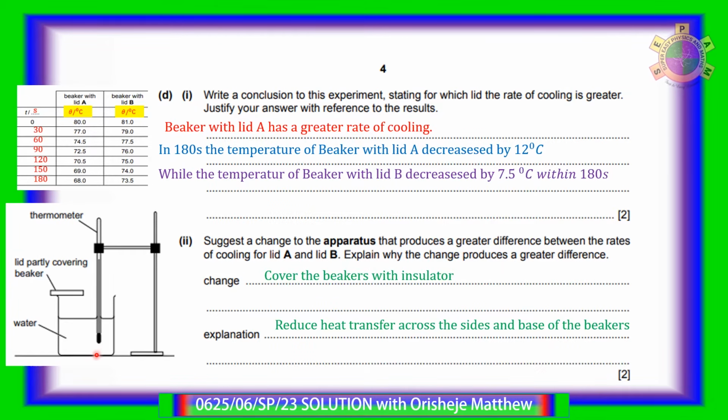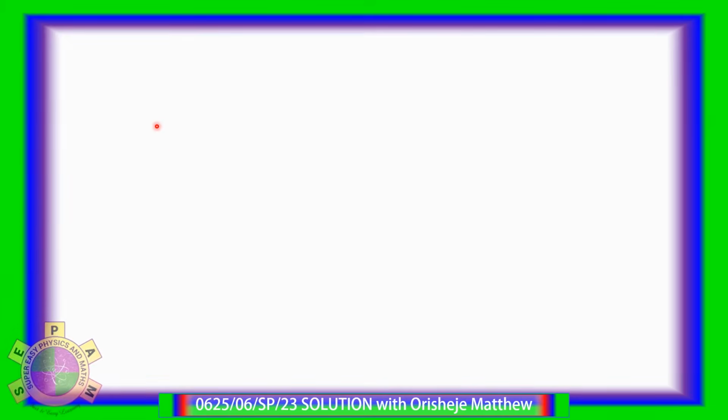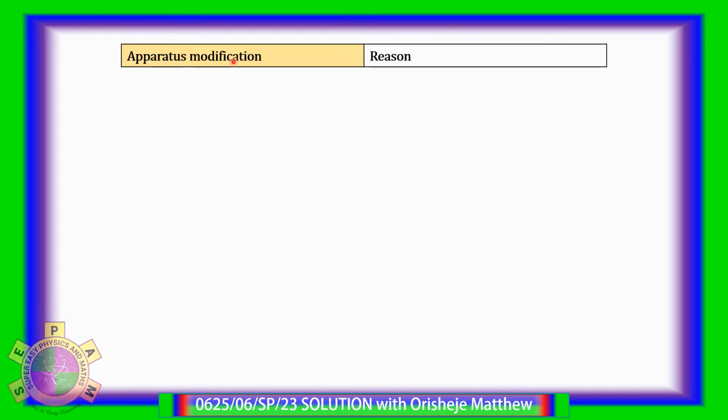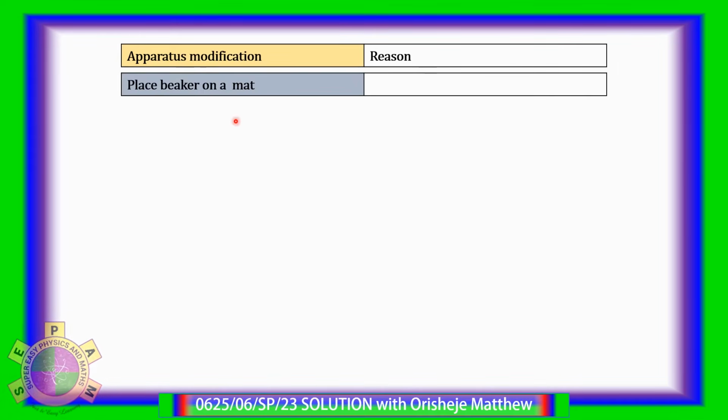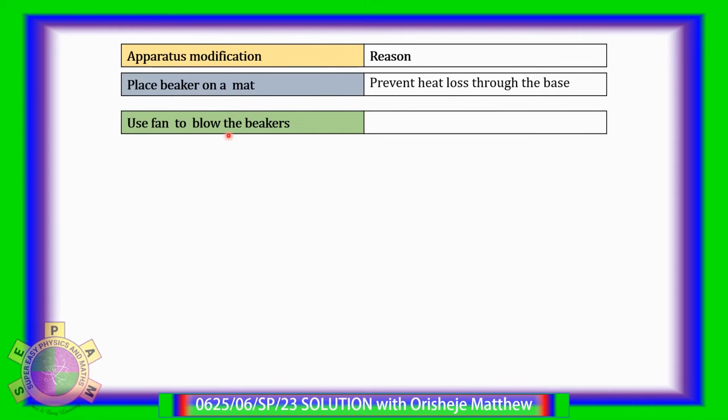But there are other modifications you can do. So let's look at some other modifications. Apparatus modification, then the reason for that. Place the beaker on a mat. Why? So that heat will not be lost through the base. Then use a fan to blow on the beaker, because you know that the presence of a draft increases the rate of evaporation.